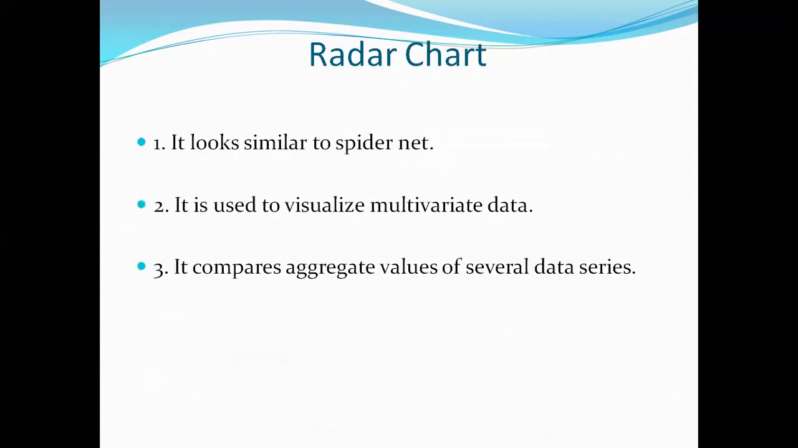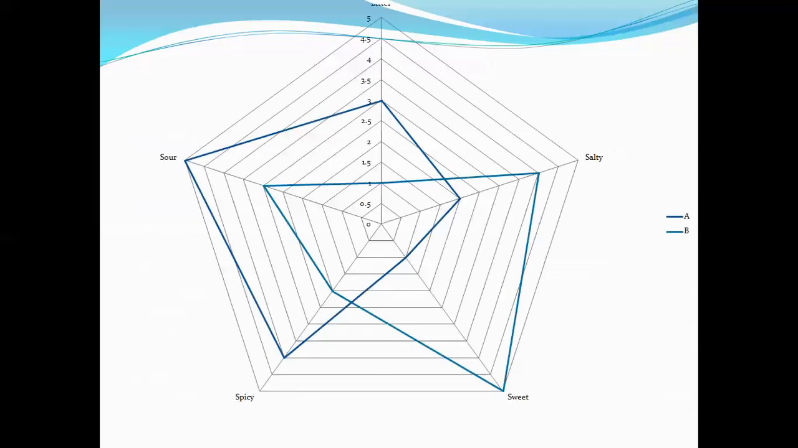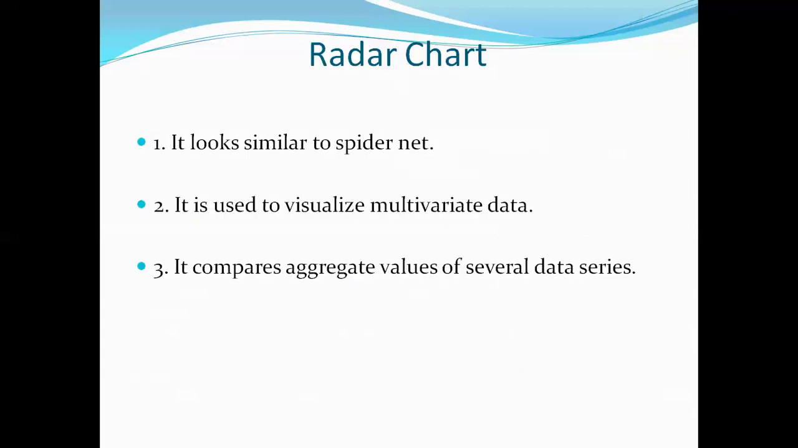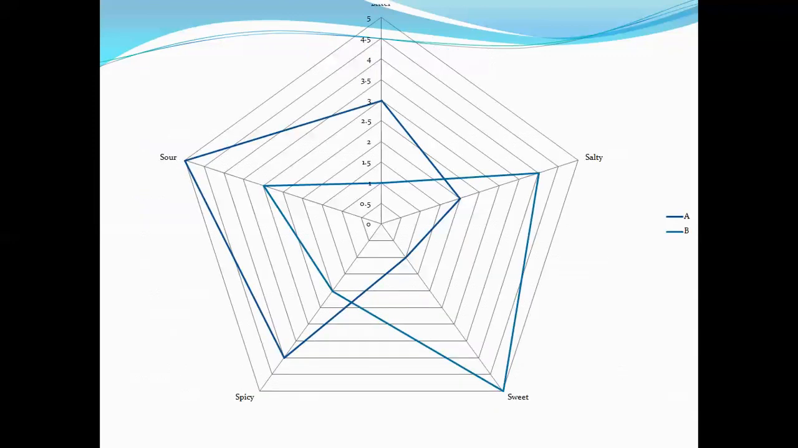Then comes the radar chart. It looks similar to a spider net. You can see this. It is like a spider net. It is used to visualize multivariate data, and it compares the aggregate value of several data series. I have just given a good example here. Can you see the names I have written here?